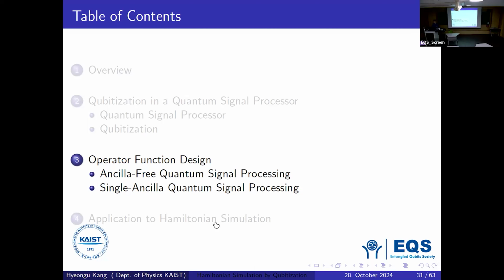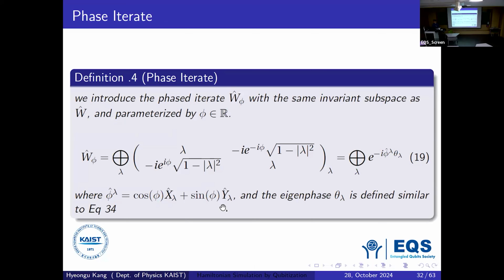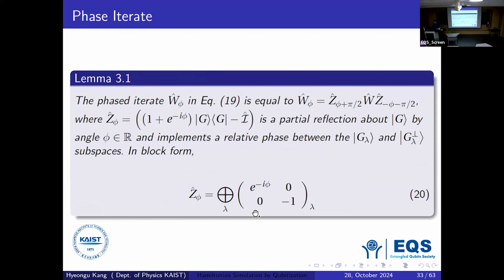And now we will use these facts to prove the ancilla quantum signal processing. Before diving into this, I will define the phase iterate. We defined the iterate, but now we consider the phase iterate, which is parameterized by phi, where phi can be defined like this. And we have a useful thing: we can express this in terms of the W hat with the Z hat, the Pauli matrix defined in the lambda subspace.